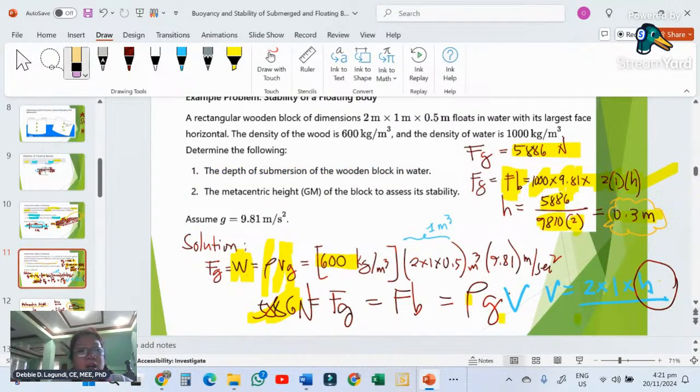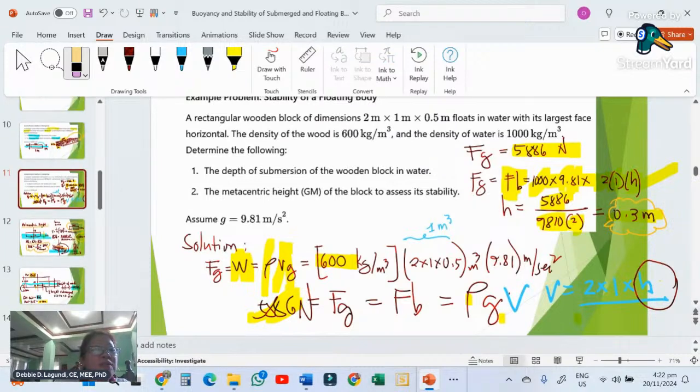Now we go to the metacentric height of the block to know whether it is stable or not. When we get a positive MG, it means it's stable. When we get a negative MG, it means it's unstable. Okay, let's move to the next slide.